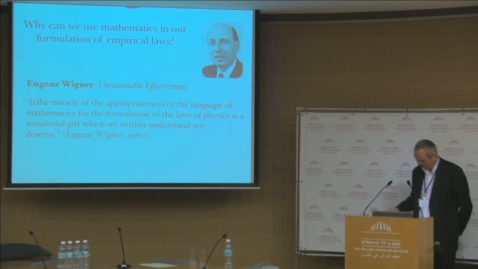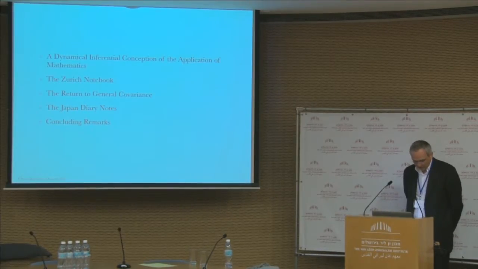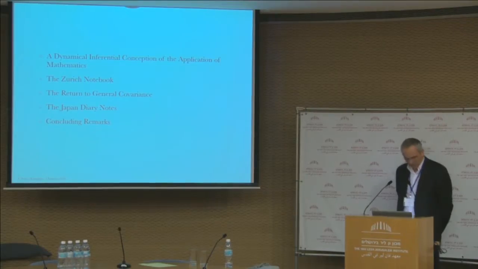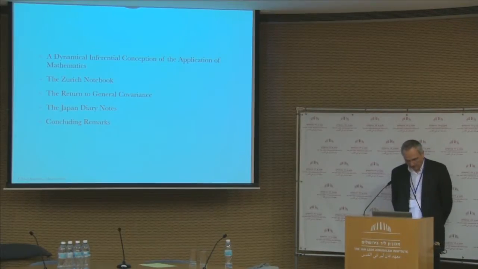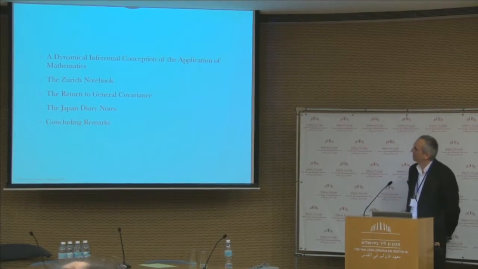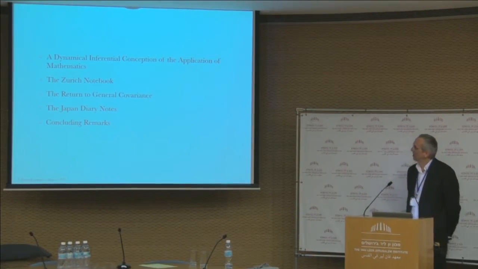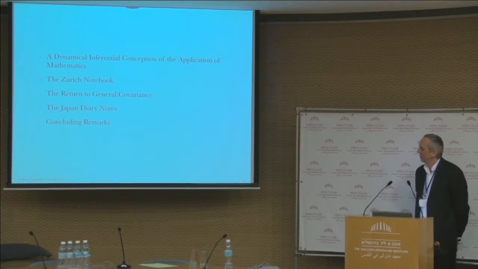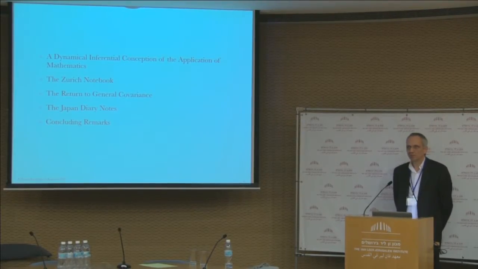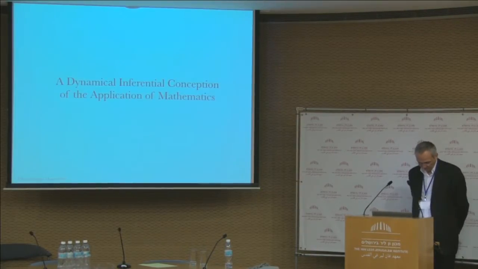I will briefly outline an account of the application of mathematics, and then use the categories of this approach to look at Einstein's actual work and ways of using mathematics in his actual research practice. So my talk will have 5 parts. I will sketch that conception, then talk about the Zurich notebook, say something on the return to general covariance, make some notes on the Japan diary notes, and end with concluding remarks.